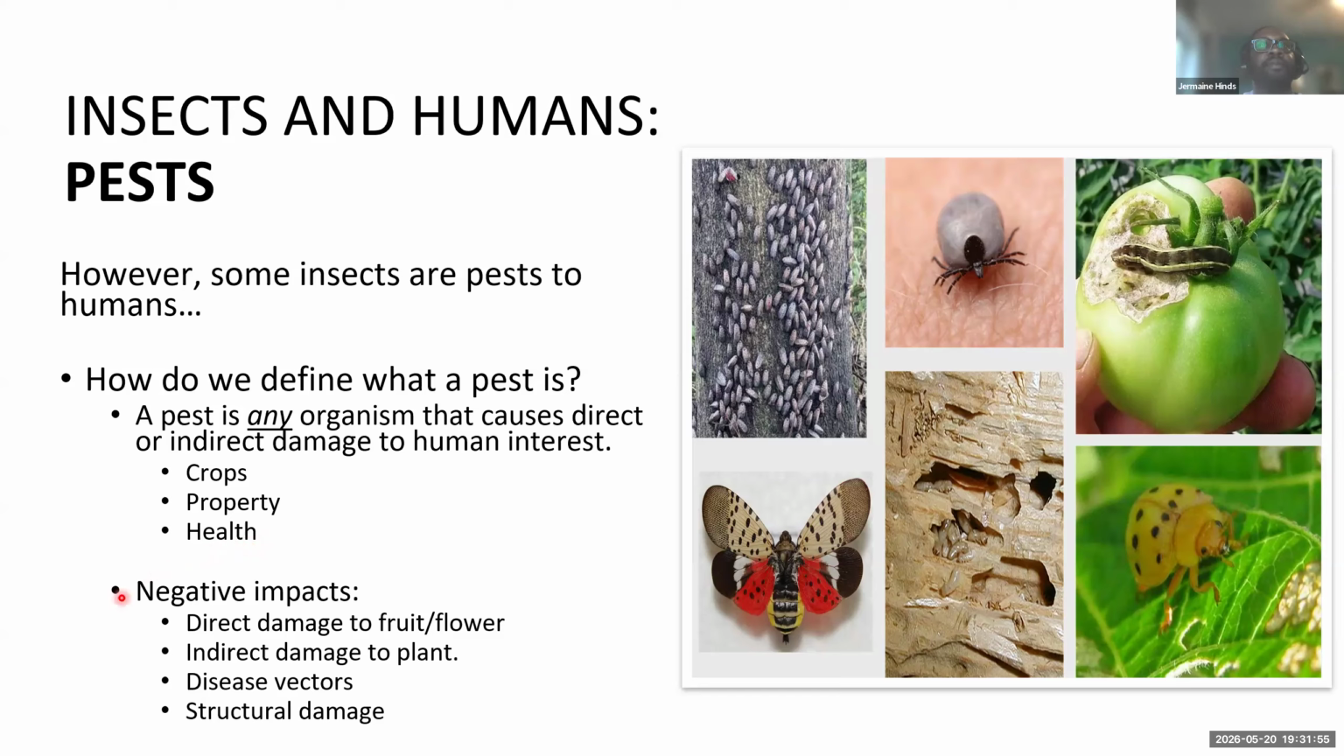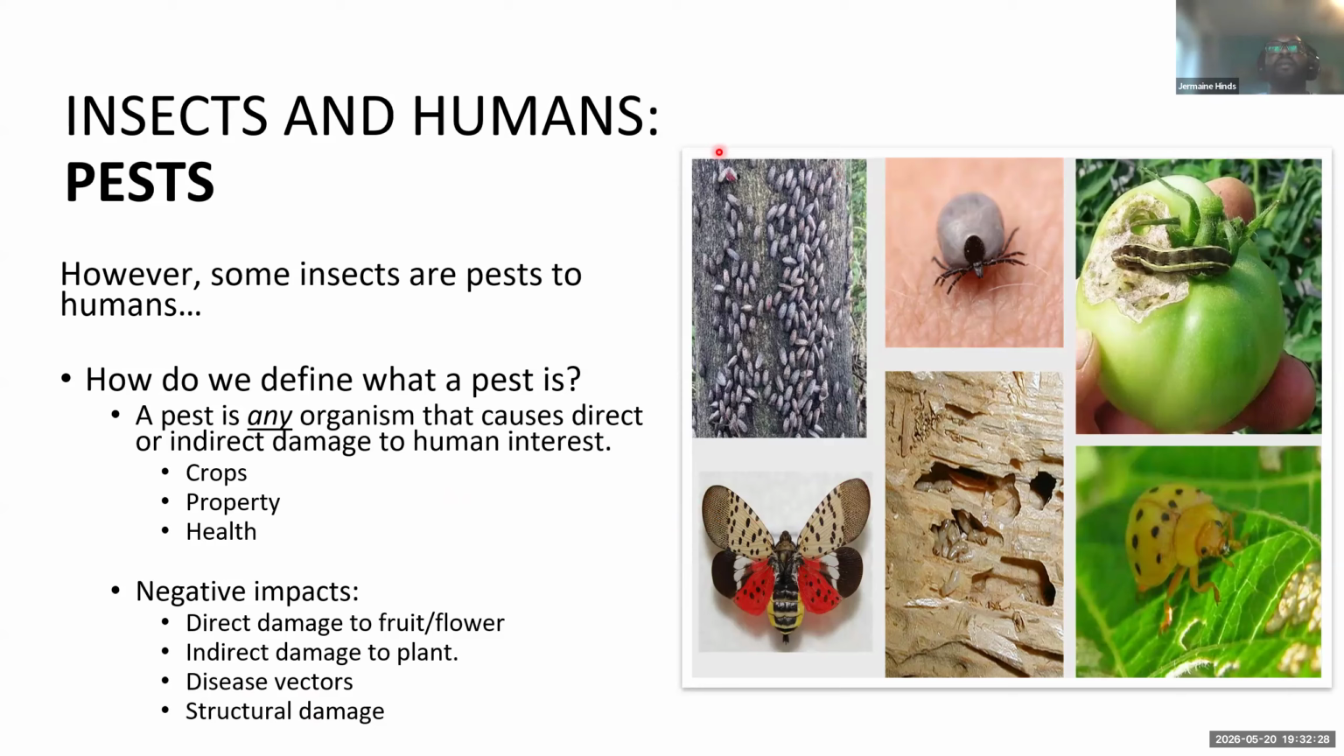Some of the negative impacts that insects can have are direct damage to the fruits and flowering parts of plants, and indirect damage by sucking out the plant juices, causing the plant to be stressed and less able to put on healthy fruit or survive further damage. They can vector diseases. This could be bacterial infections to other plants or even humans. And structural damage, so your typical termites chewing through wood, things like that.